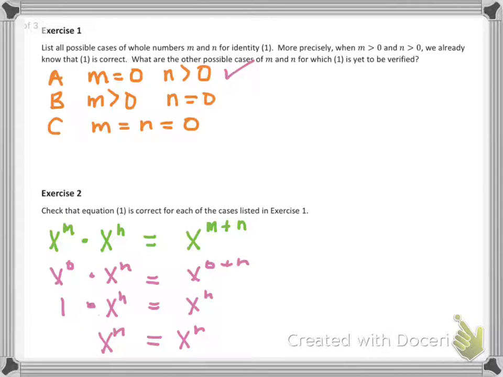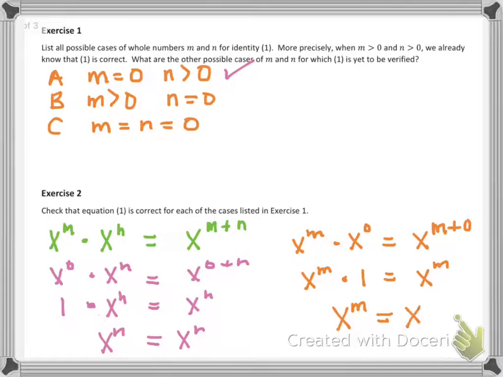Let's try case B, and I'll put that over here on the right side. And let's say that we have x to the m, still m is greater than 0 this time, times x to the 0, this time n is equal to 0, and that's equal to x to the m plus 0. That would have to be true. And so let's see, we've got x to the m times x to the 0, which we have said is 1, so I'm going to replace that. And then on the right side, m plus 0 is just m, so x to the m. And then clearly you can see again, x to the m times 1 is just x to the m, which is equal to x to the m. So good. So far, we are making it happen.